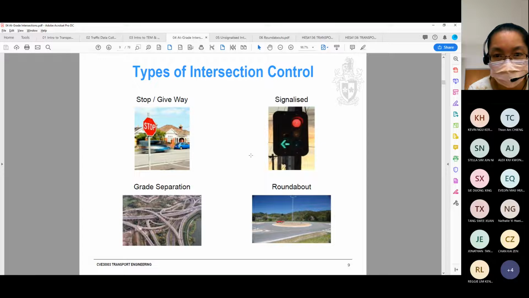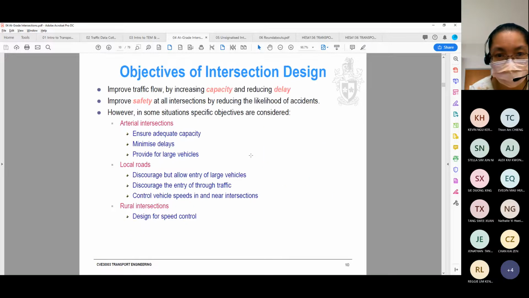So we have different types of traffic control devices. The objective of doing intersection treatment and intersection design is always 2: one is to increase the capacity, and the other one is safety. It's always these 2, depending on where the intersection is. Then we provide for either one of these 2 or both at the same time.